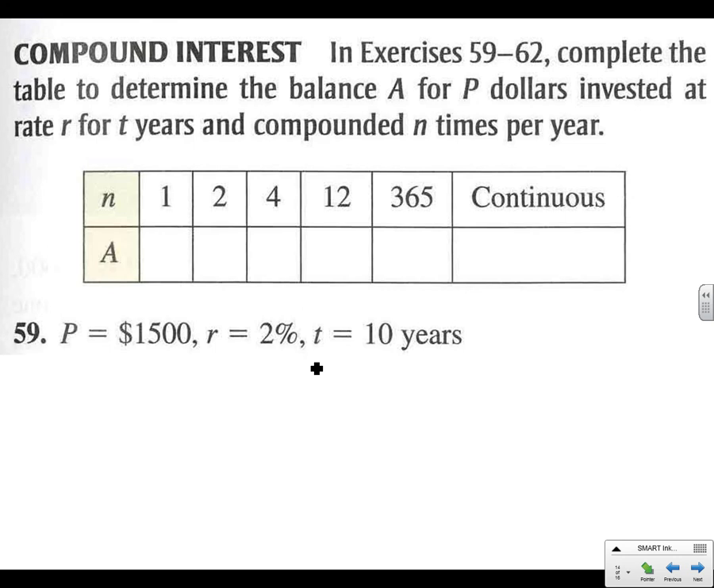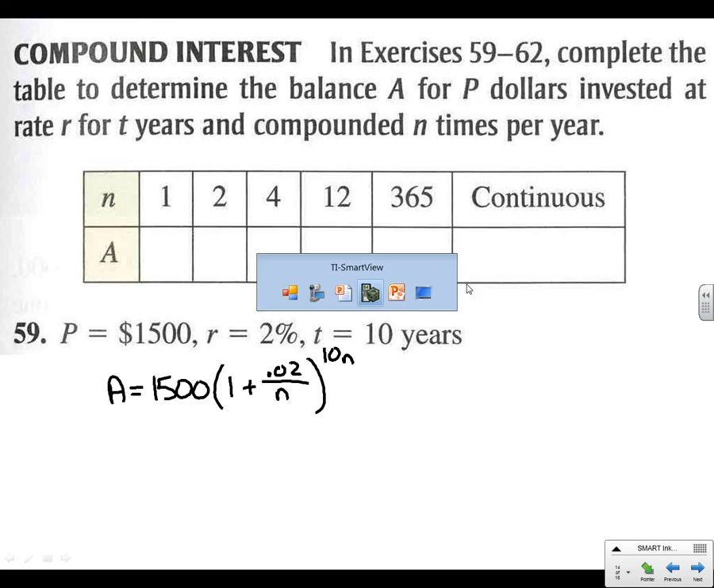All right, our formula is going to look like this. A equals 1,500 times 1 plus 0.02 over n. And on this one, our n is changing actually. So what I'm going to do here is just leave it as the variable, and leave 10n up here, because we know t is 10. So we can actually simplify this and put it in our graphing calculator and let the table do all of the work for us. So let's go ahead and see how that's going to look.